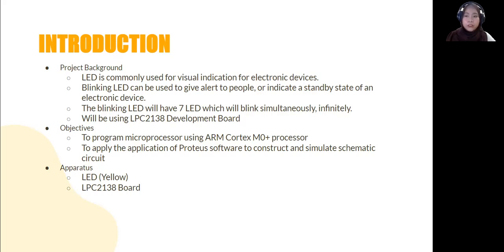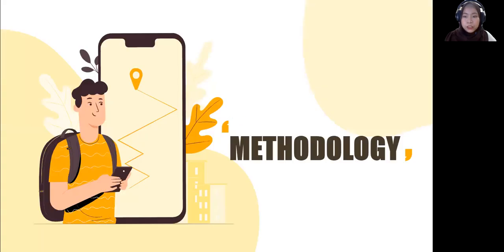And the objective of this assignment is to program microprocessor using ARM Cortex M0 Plus processor and to apply the application of Proteus software to construct and simulate the schematic circuit. So the apparatus that I'll be using for this assignment is the LED, which is in color yellow, and the LPC2138 board. So let's move on to the methodology.